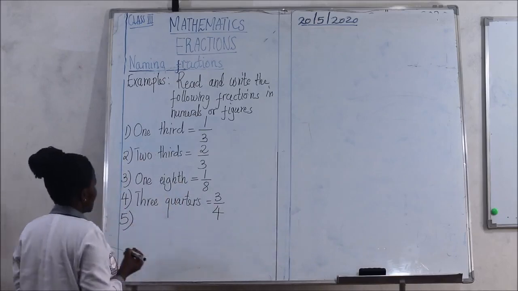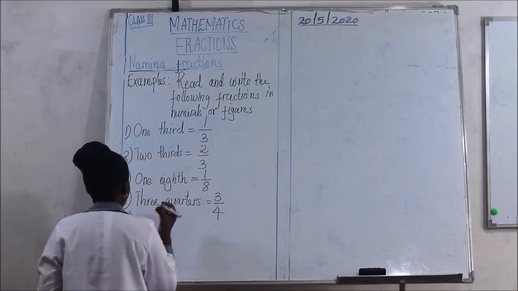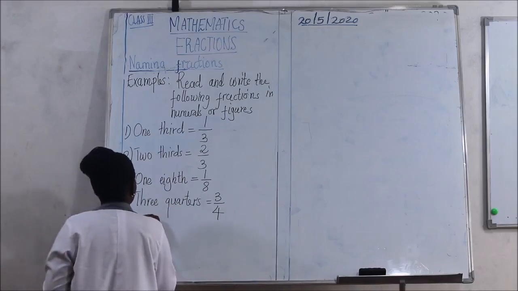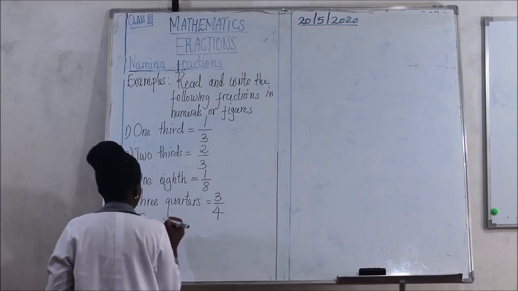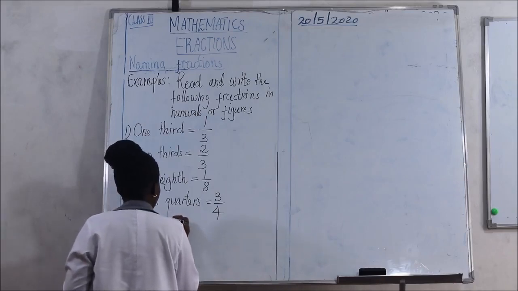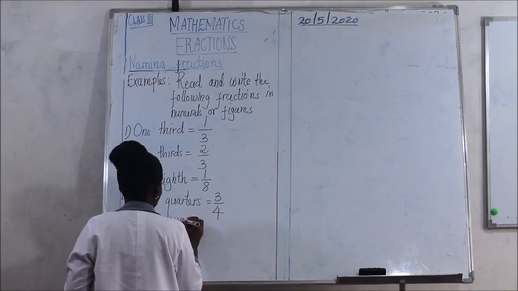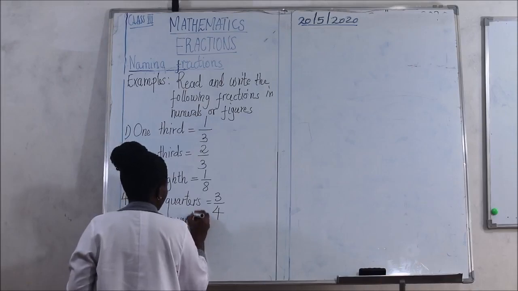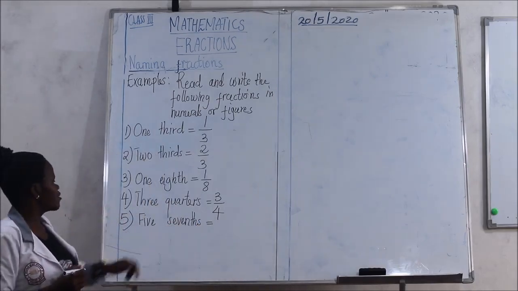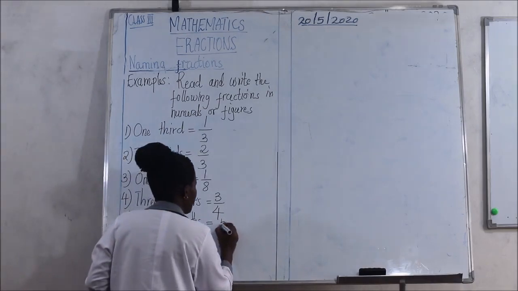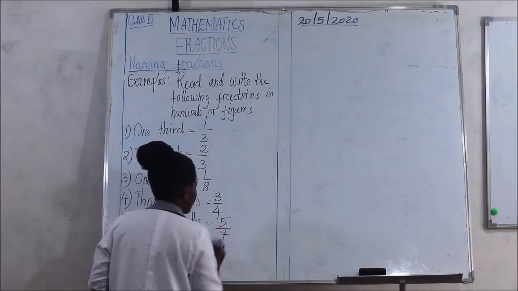Say you have five sevenths, 5/7. The numerator will be 5, the denominator will be 7. So here it will be 5 out of 7.